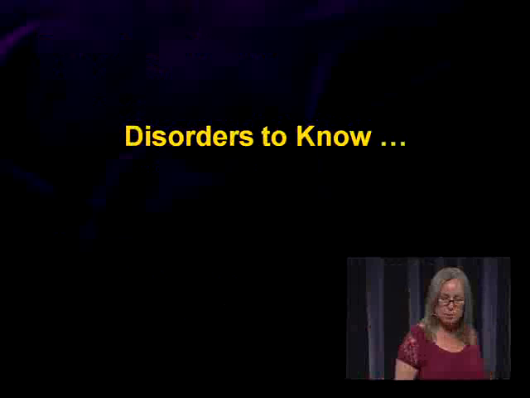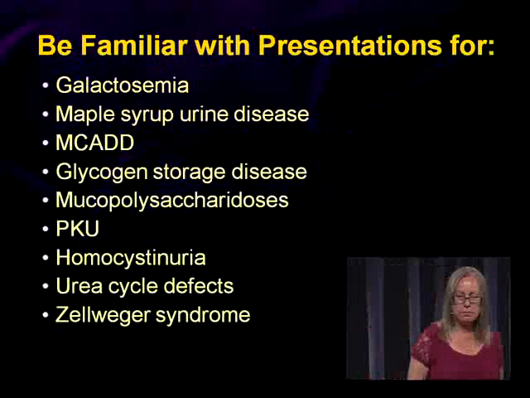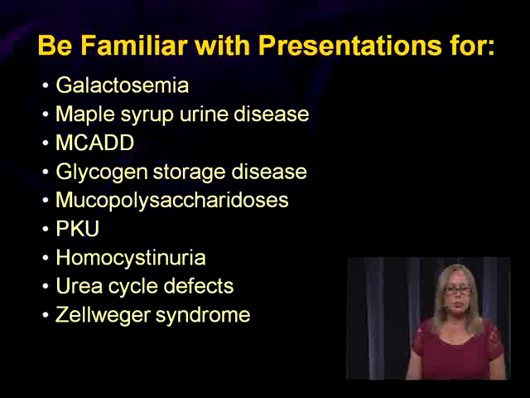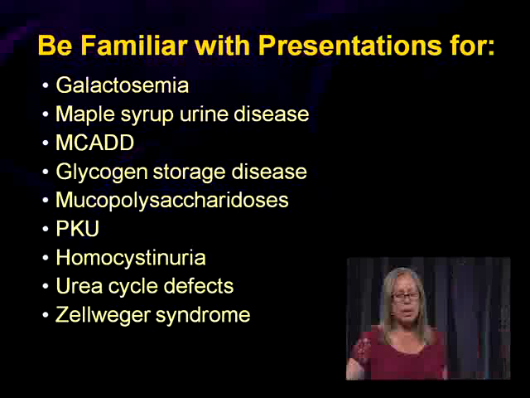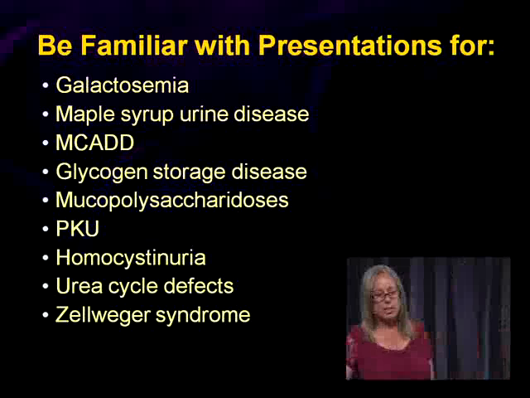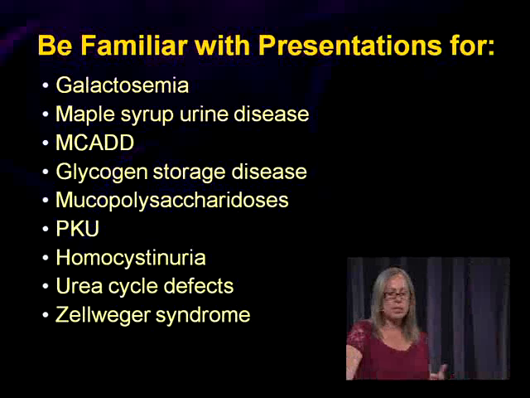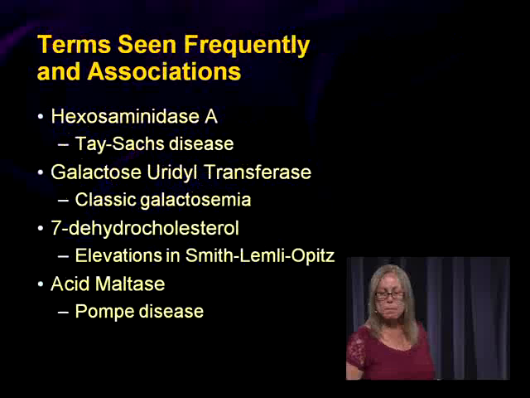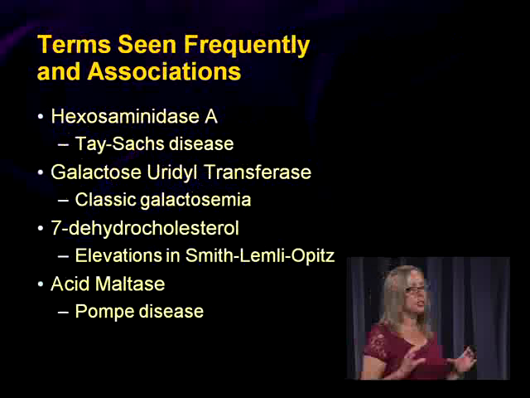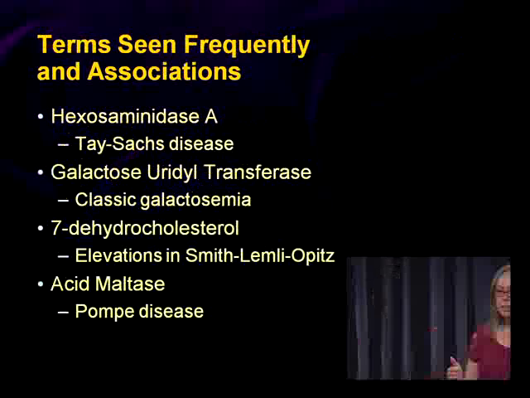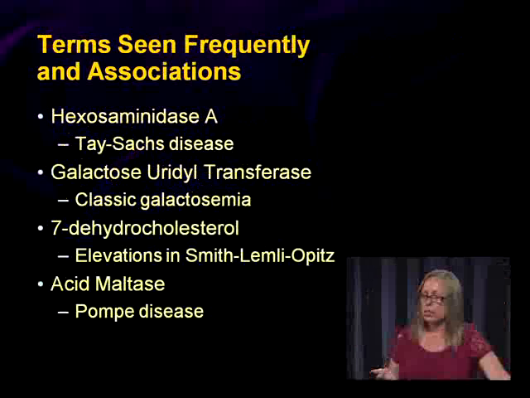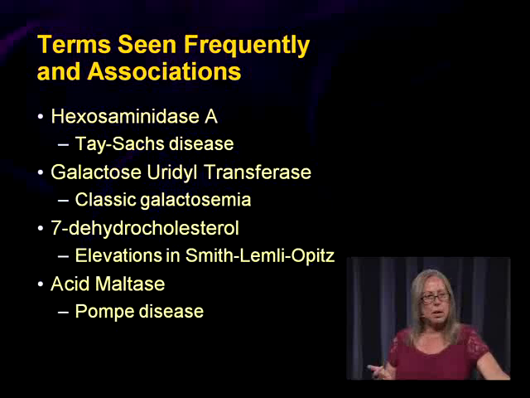Things you need to know. Be familiar with the presentations for galactosemia, MSUD, MCAD, GSDs, MPSs, PKU, homocysteine, urea cycle defects, and Zellweger spectrum. Associations: hexosaminidase A, Tay-Sachs. Galactose uridyltransferase, or GALT, classic galactosemia. 7-DHC, or 7-dehydrocholesterol, is Smith-Lemli-Opitz. Acid maltase is Pompe's. Pompe's is also GSD type 2.